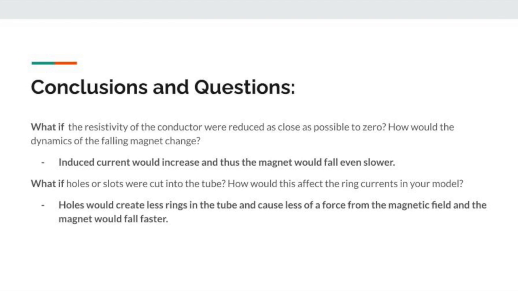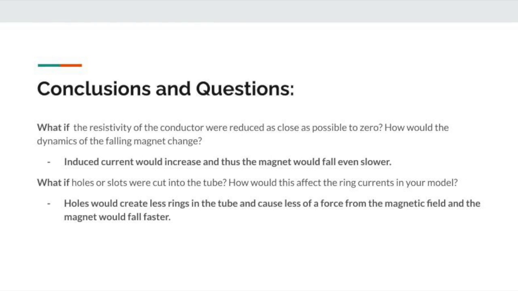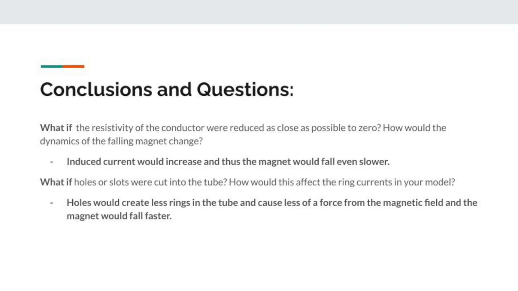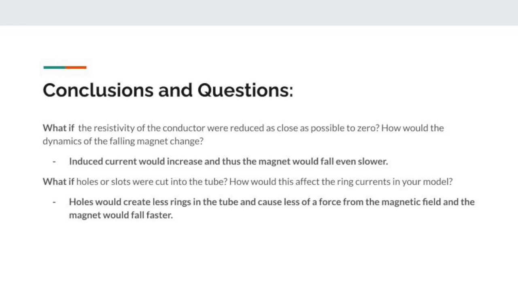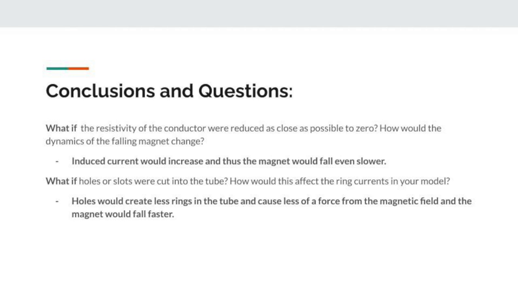Also, if the tube had holes or slots cut into it, this would affect the ring currents in that it would create less rings in the tube and thus cause less of a force from the magnetic field, and the magnet would then fall even slower.